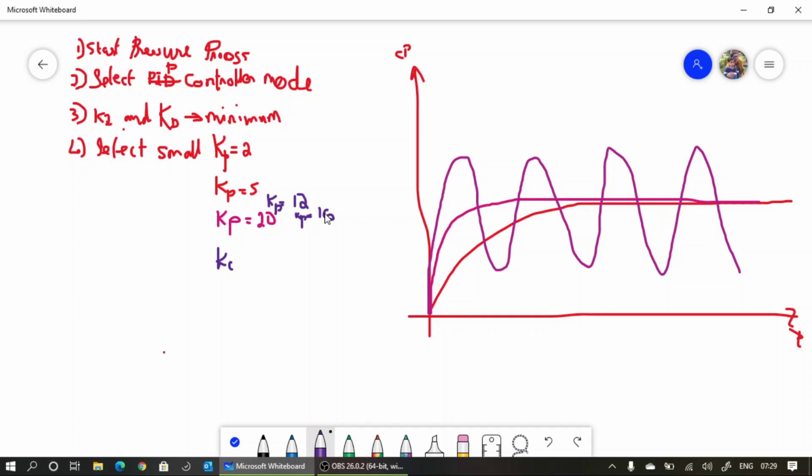Why? Critical gain is the Kp value where the sustained oscillation first occurs if we are increasing Kp. So we can't stop here, we have to check the middle point. So select 14.